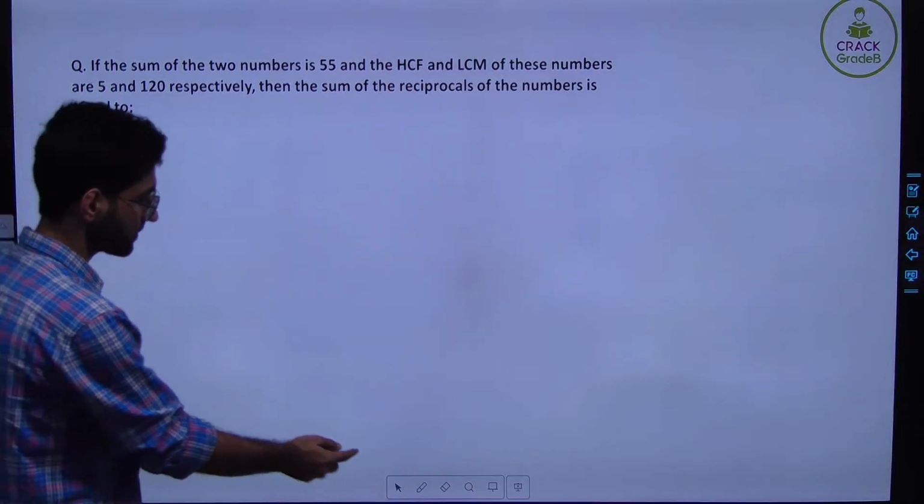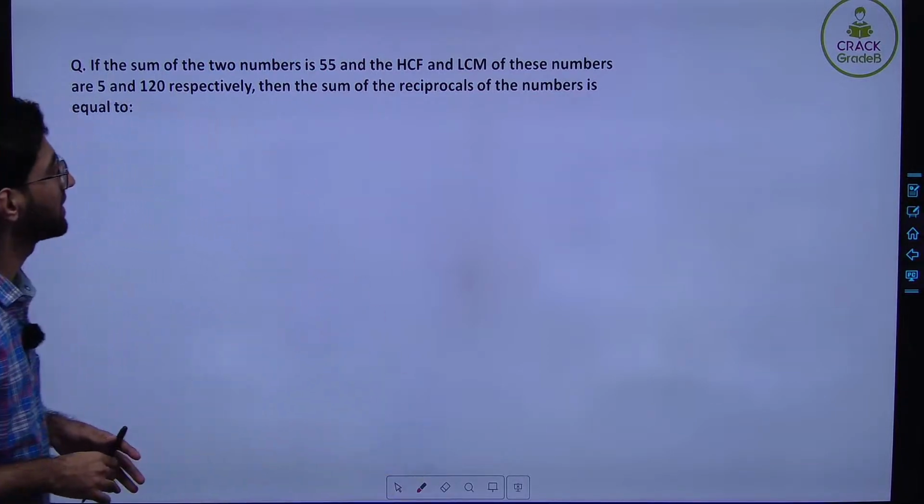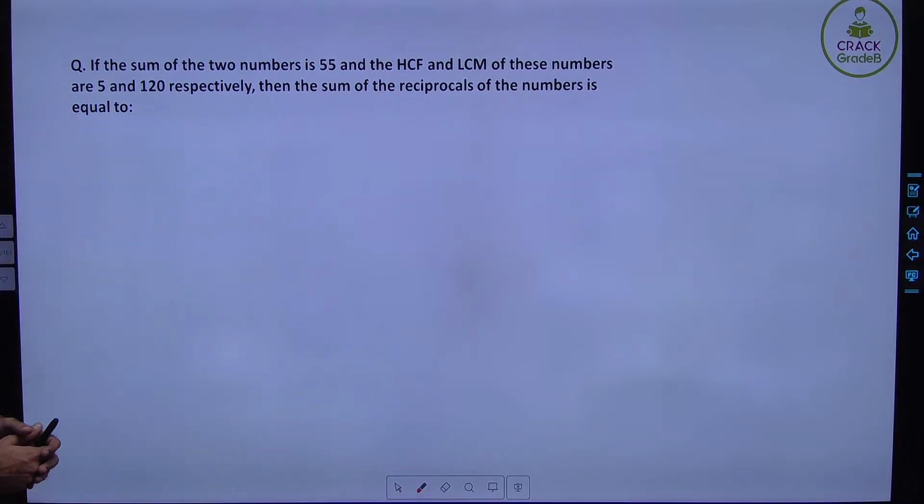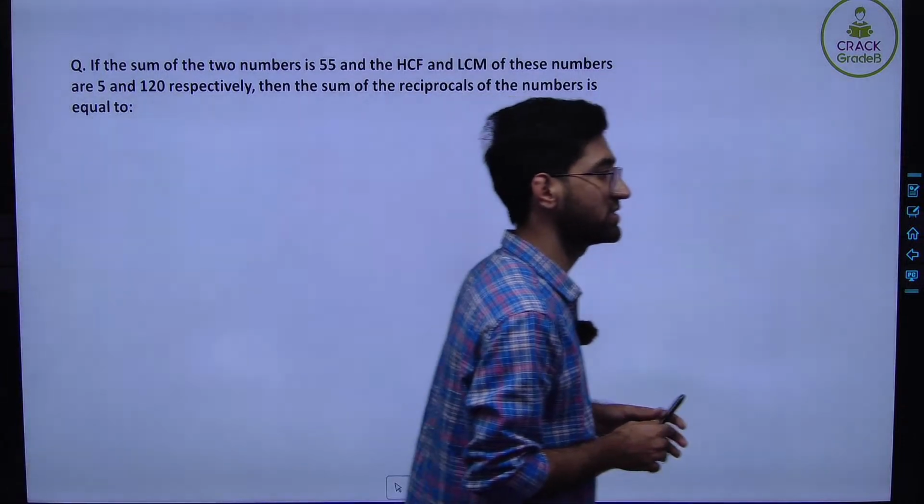Now try to think about this question, how will you solve it. The question is not very difficult. You just have to apply a few basic concepts. Take 2 to 3 minutes to solve this question.